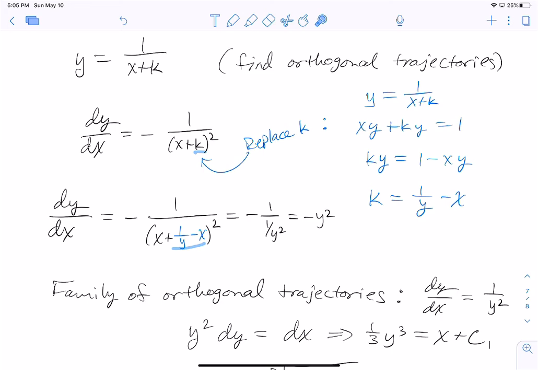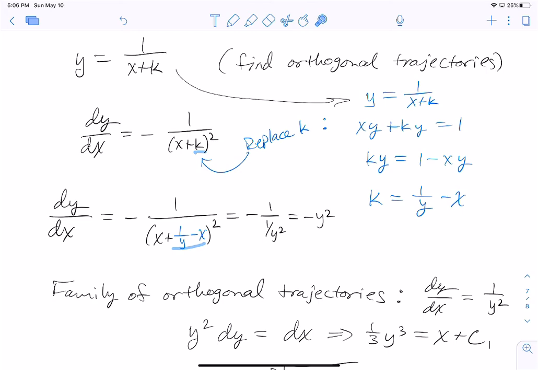Well, I hope that went well for you. Differentiating y equals 1 over x plus k uses the power rule, so dy/dx is equal to negative 1 over the quantity x plus k squared. Since k can represent any number, we need to replace it, and we're going to do so by, again, starting with the original equation, y equals 1 over x plus k. Clearing the fraction gives us xy plus ky equals 1. Solving for ky, we subtract xy from both sides and then divide by y. We get k is equal to 1 over y minus x.